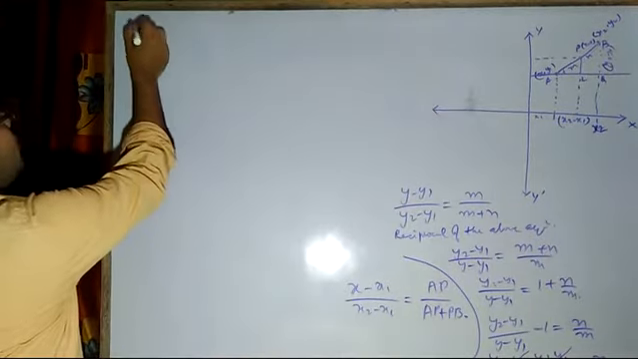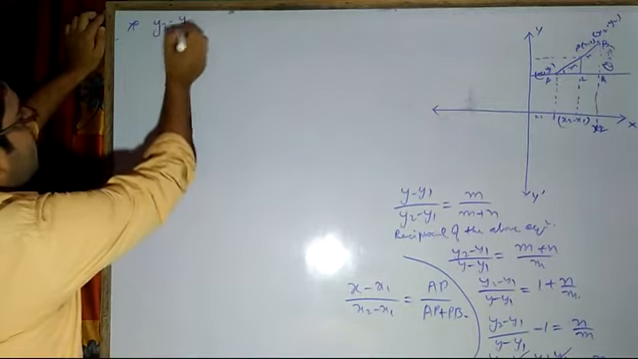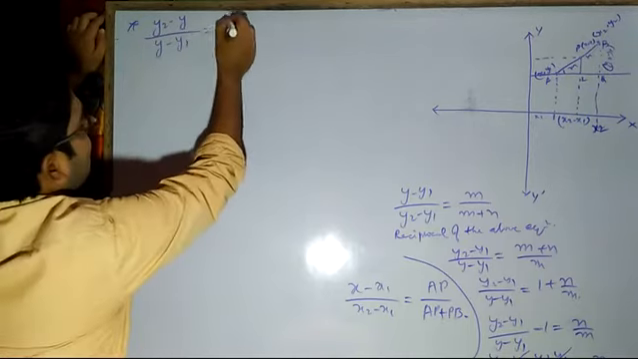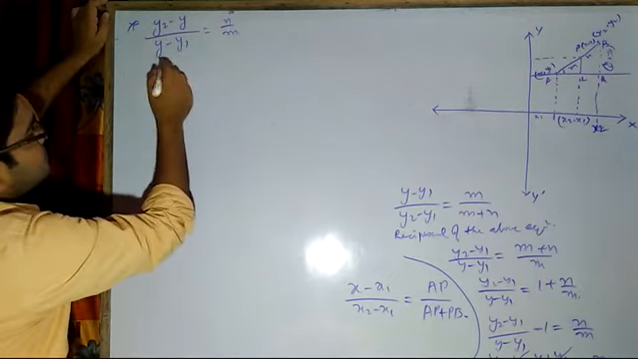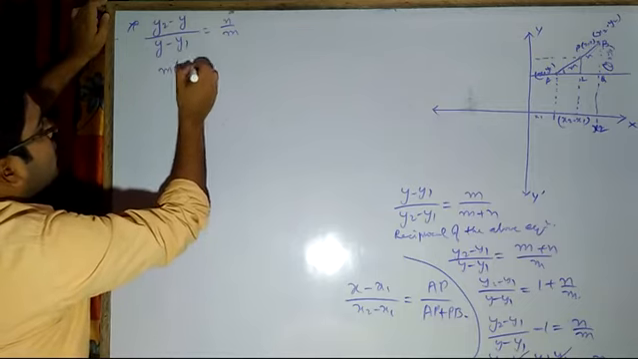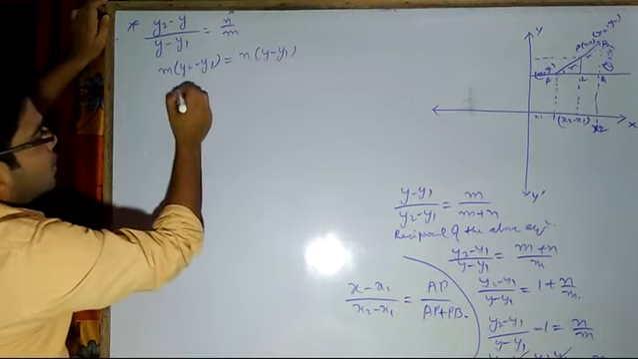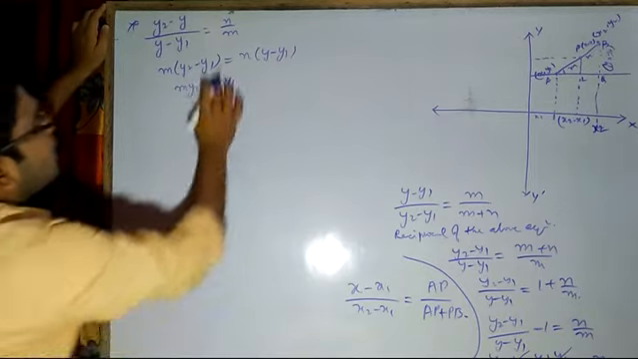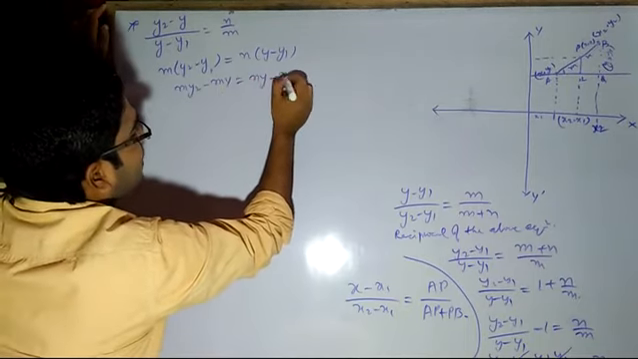So you can see from here to here I have reached. So there I will be seeing (y2 minus y) upon (y minus y1) is equal to n by m. After this, we can do the cross multiplication. So it will be like m into (y2 minus y) is equal to n into (y minus y1). Now m y2 minus m y, not y1, is equal to n y minus n y1.